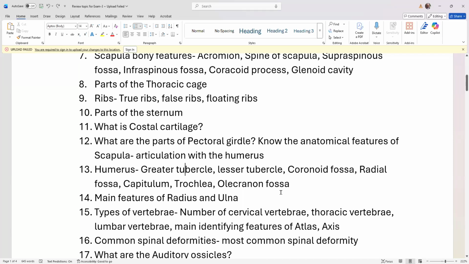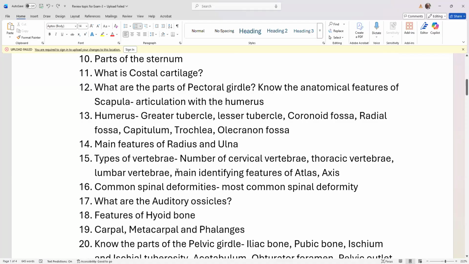What are the main features of the radius and ulna? Radius and ulna are the bones of the forearm or the antebrachium. What are the different types of vertebrae? You should know the different types and the number of vertebrae in each type. So you have the cervical, thoracic, lumbar. What are the number of vertebrae in each type, especially in the cervical vertebrae and thoracic vertebrae?